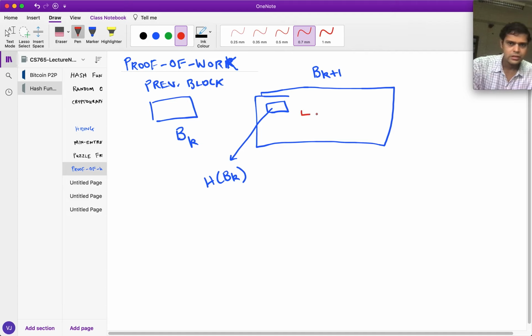there is a 256-bit number here, and we call this the nonce. The nonce value can take any value, there is no restriction on it, right? So whoever is creating the block has the choice to put in any number here.